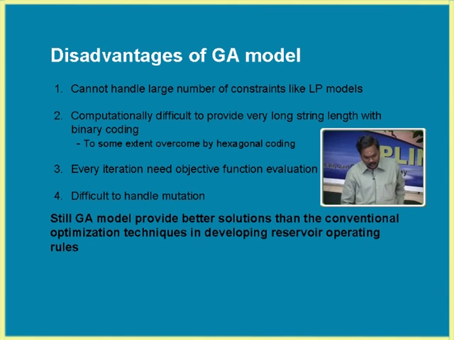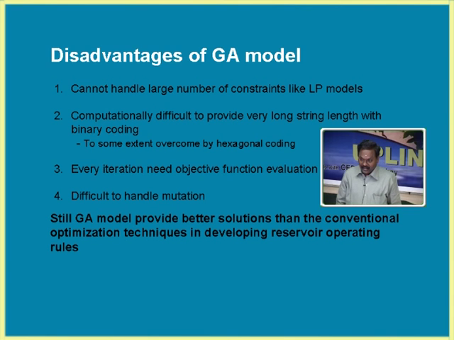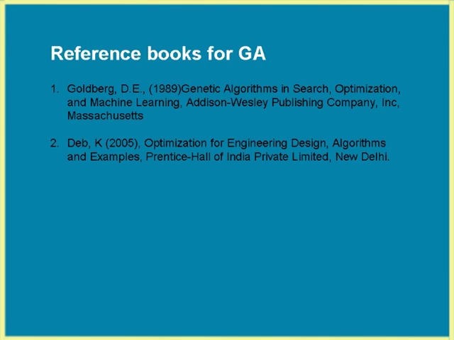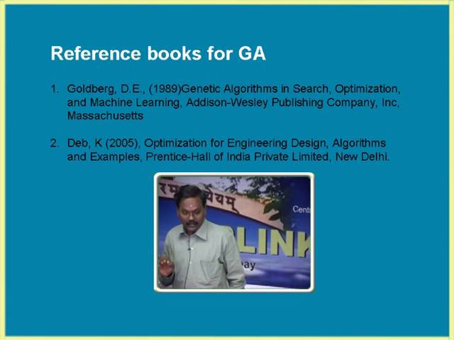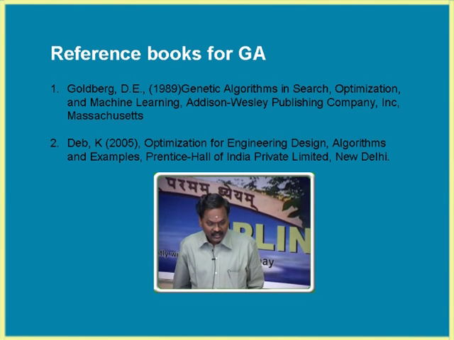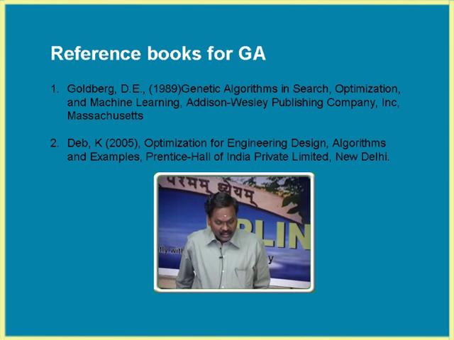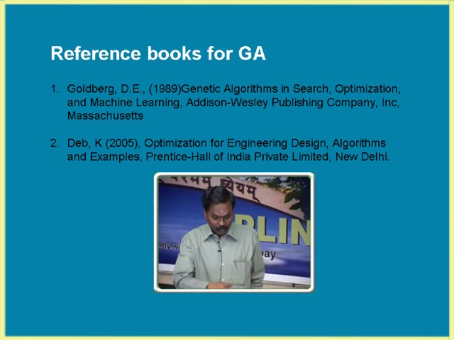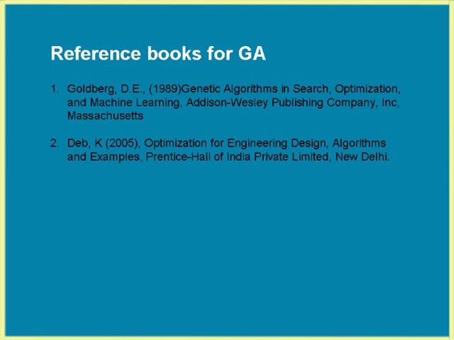Still, GA models provide better solutions than the conventional optimization techniques in developing reservoir operating rules. That I will show you in a case study in the afternoon for a single reservoir as well as a multi-reservoir system. These two books are very good if you want to work on GA. One is by Goldberg in 1989, Genetic Algorithms in Search, Optimization and Machine Learning. The second book is by our professor from IIT Kanpur, Kalyanmoy Deb, Optimization for Engineering Design: Algorithms and Examples, Prentice Hall of India, who was a student of Goldberg. These two books are very good if you want to start with GA. It starts from the fundamentals. Okay, I will stop here.